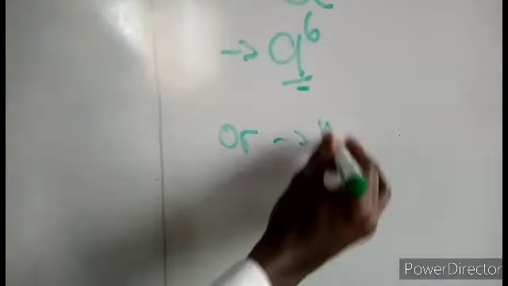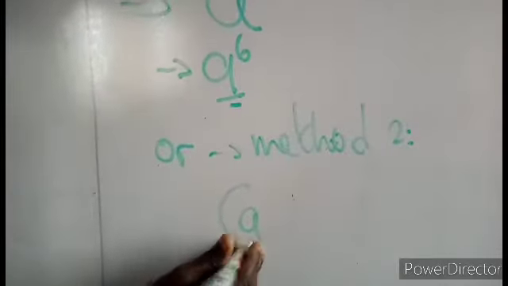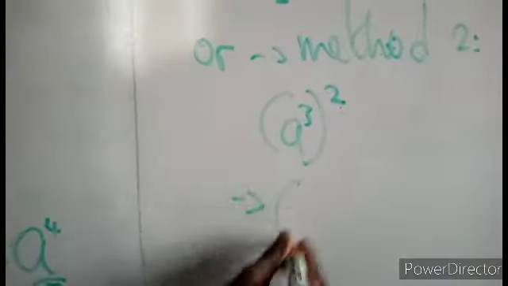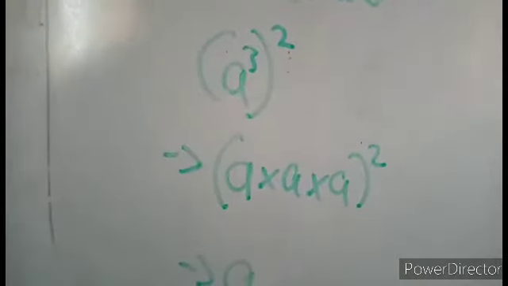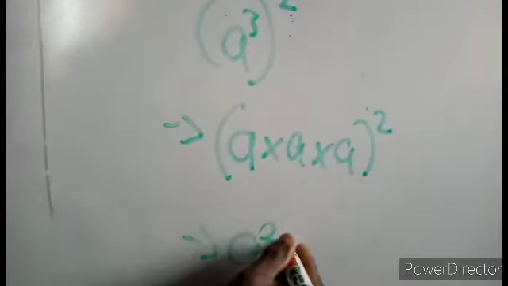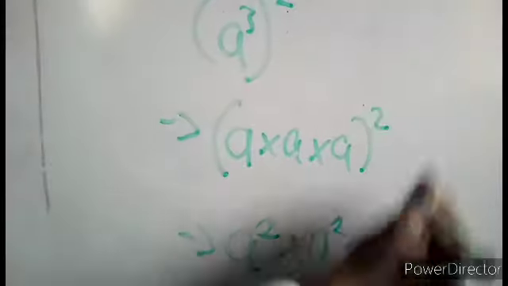Or method 2. So how do we deal with method 2? Base a to the power of 3 in brackets to the power of 2. Now I can write this a to the power of 3 as a times a times a, all raised to the power of 2. For me to collate this, what is common here? A is common here. This 2 is going to apply to this, to this, and to this. So this is a raised to the power of 2, this other a raised to the power of 2, and this another a raised to the power of 2.